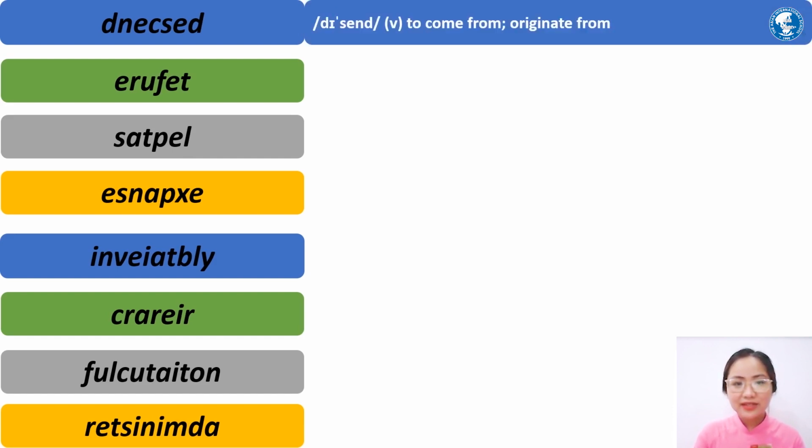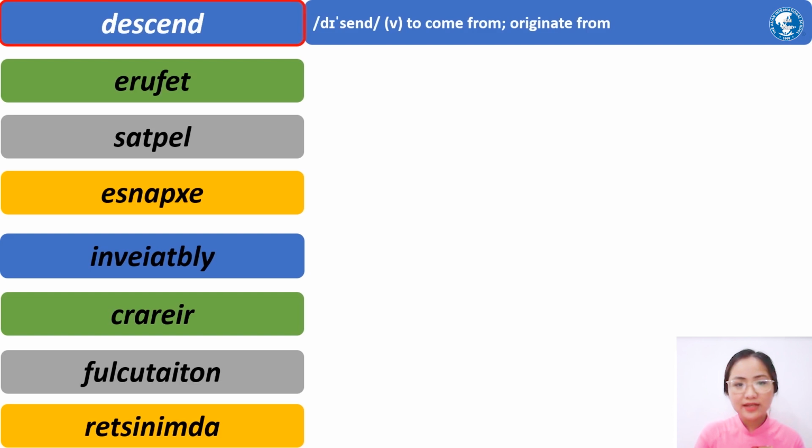So, as you can see from the phonetic symbols, can you guess the word? Yes, that's right. The word is descend. Descend means come from or originate from.